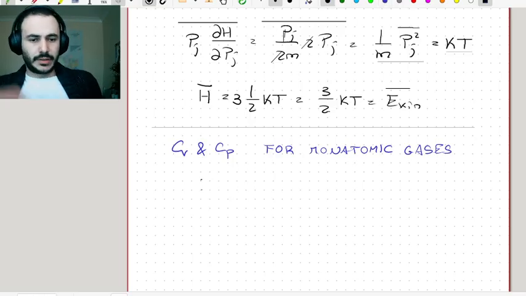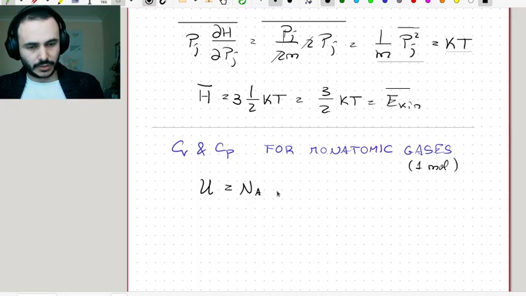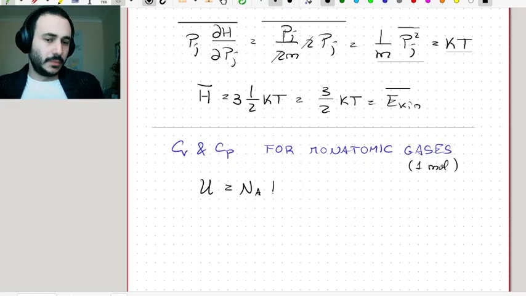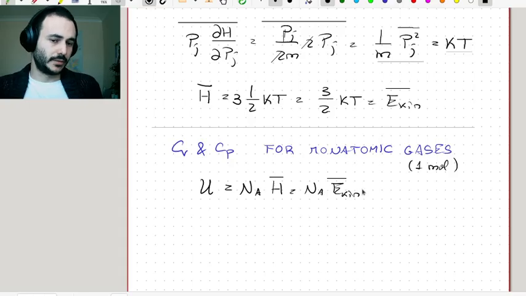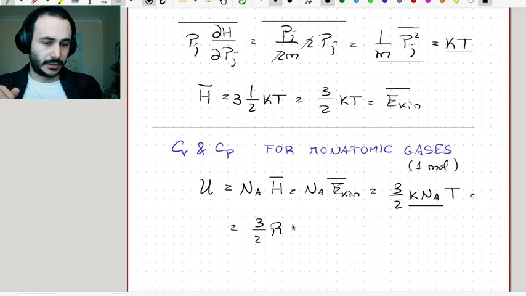Well, you know that the internal energy for a mole of gas, so always thinking of 1 mole, would be the number of atoms in 1 mole, which you know is Avogadro's number, times the average energy per molecule, which we calculated before. In this case it is N_A times the kinetic energy per molecule, which is 3/2 of k times N_A times T. Remember that k times N_A is nothing but the ideal gas constant R.